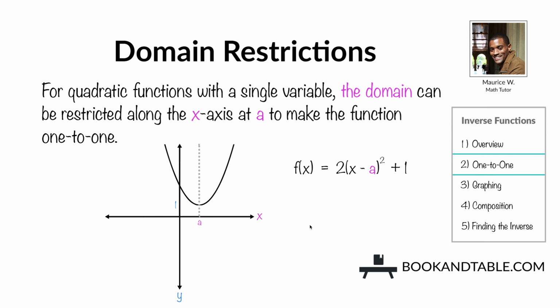So let's take a look at this. Let's say we were given f of x is equal to 2 times (x minus a) squared plus 1. This is what that parabola would look like.